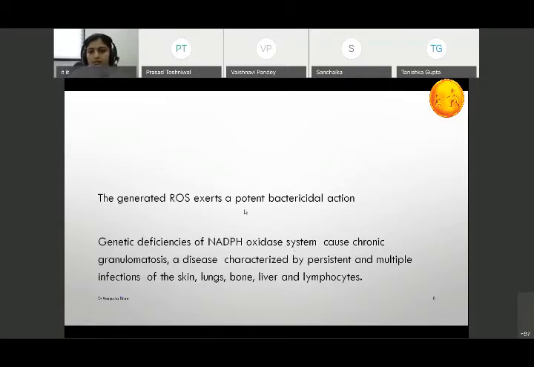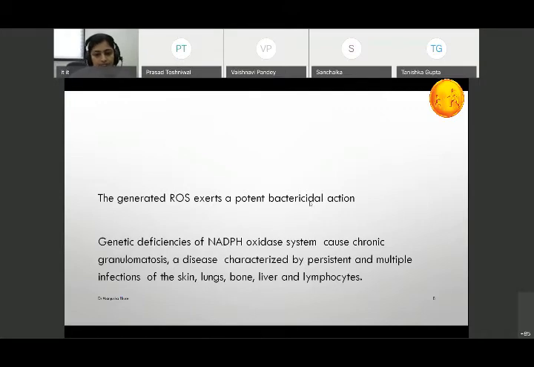Though this is the formation of free radicals or reactive oxygen species, it is somewhat beneficial. This generated ROS exerts a potent bactericidal action. That is, they engulf the bacteria and then kill it.